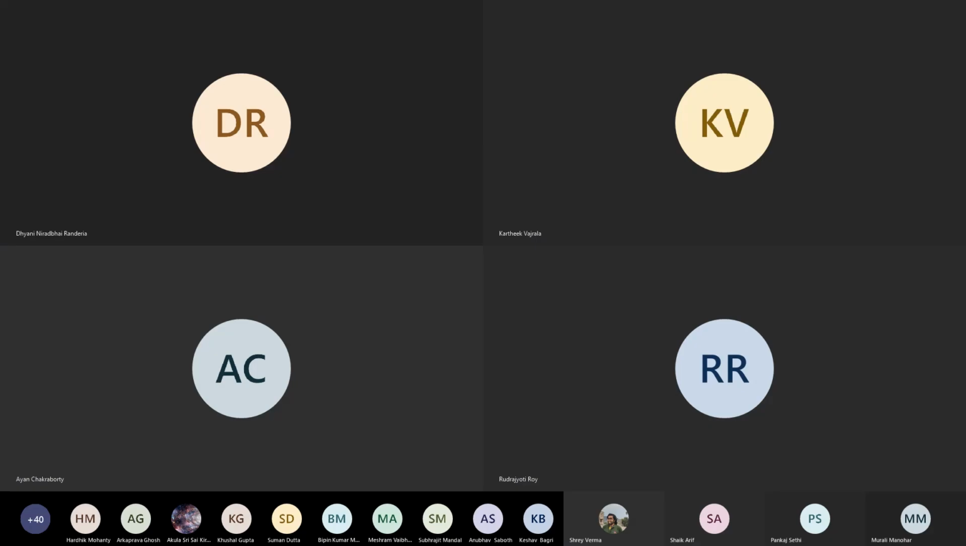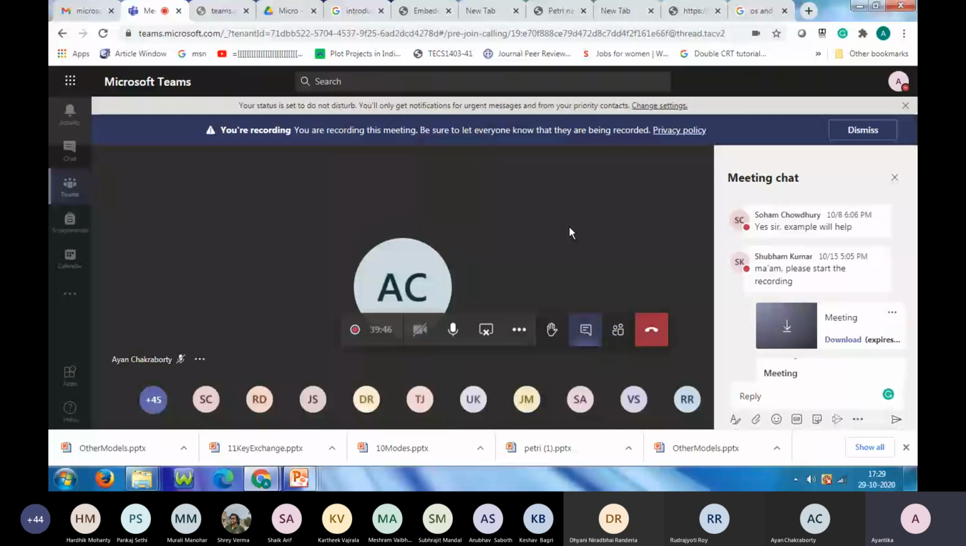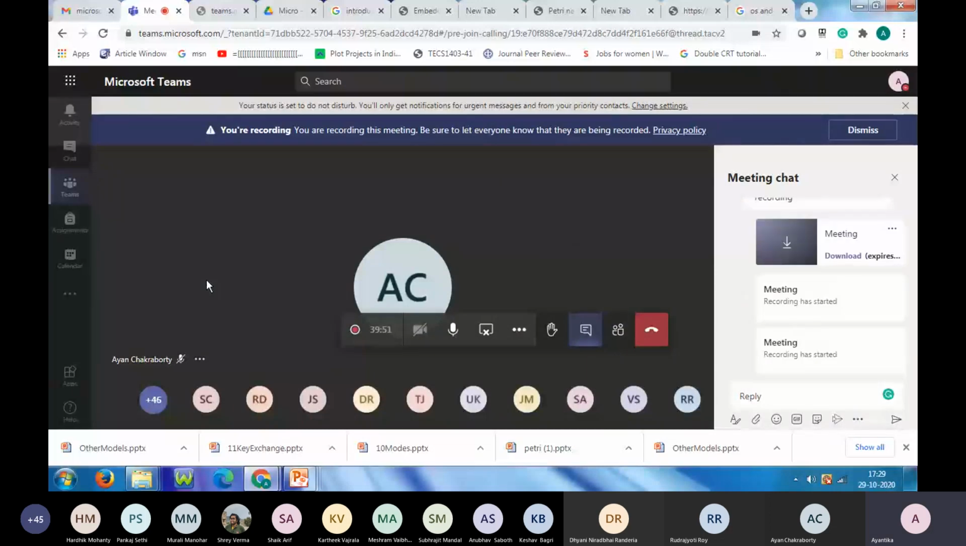Okay, any questions so far? Go through those different types of modeling techniques so that you can understand in which case you have to use which type of technique.